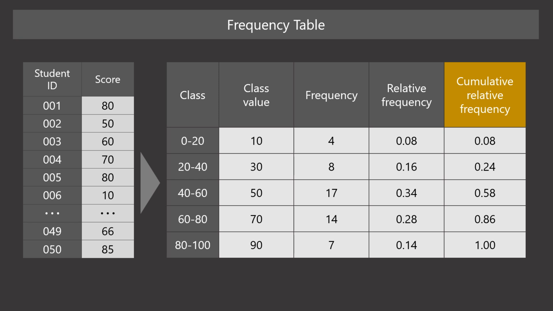The cumulative relative frequency is the sum of the relative frequency of that class and all previous classes. Let's see the cumulative relative frequency of this class between 40 and 60. It is 0.08 plus 0.16 plus 0.34. So, the cumulative relative frequency is 0.58. The cumulative relative frequency of the lowest class equals the relative frequency of the class because it has no previous classes.